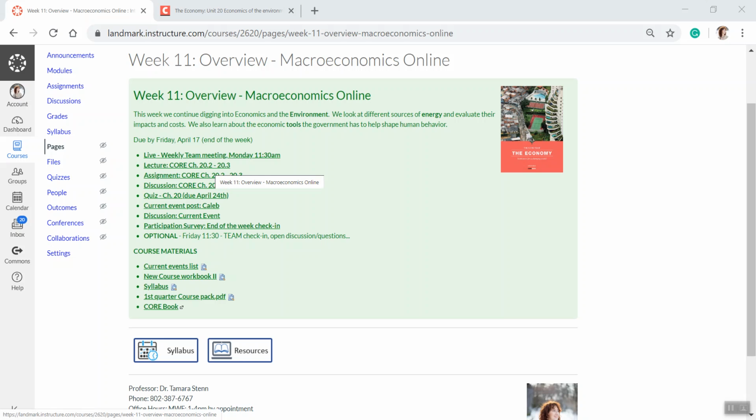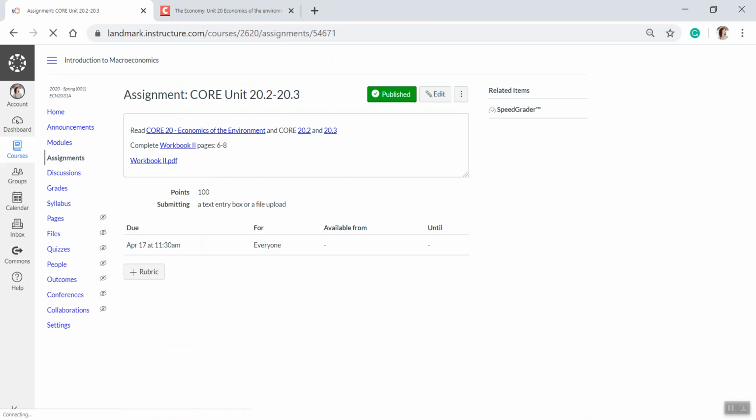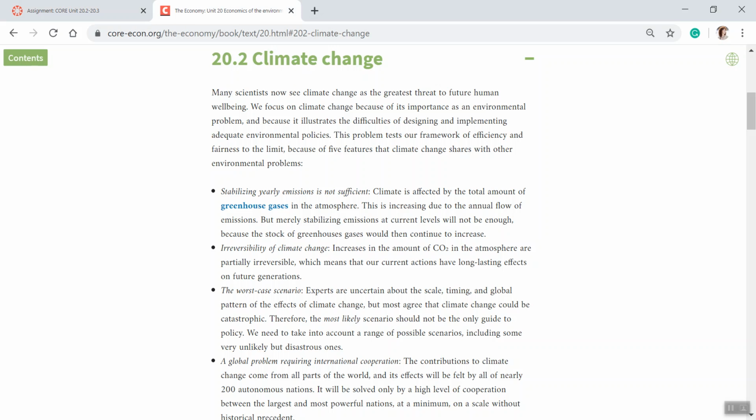We're going to be finishing off 20.2 and 20.3. Those are the last two parts that we're going to be doing with our environment unit. It's just enough to give us a taste of how we look at things economically and environmentally, and ways that we can measure them, interact with them, and create policy and impact. Okay, so let's dig in. I'm going to go to our core book. If we look at our assignment, what we need to do is read our core book 20.2, 20.3, and then do our workbook pages 6 to 8. So let's go take a look at that.